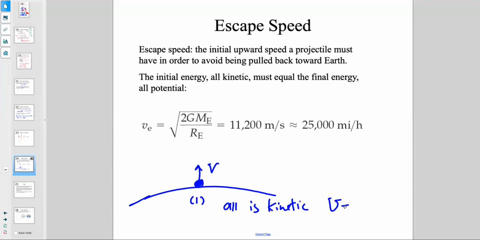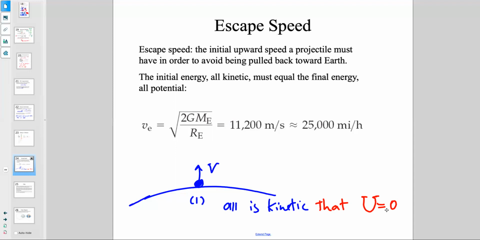Okay, the U is 0 because you're at the surface. Okay, not V, it is U. I just don't want you to make a mistake. It is all kinetic, which means that U is 0. But once it is really, really far away, okay, it must all be potential. So it must equal the final energy, which is all potential.